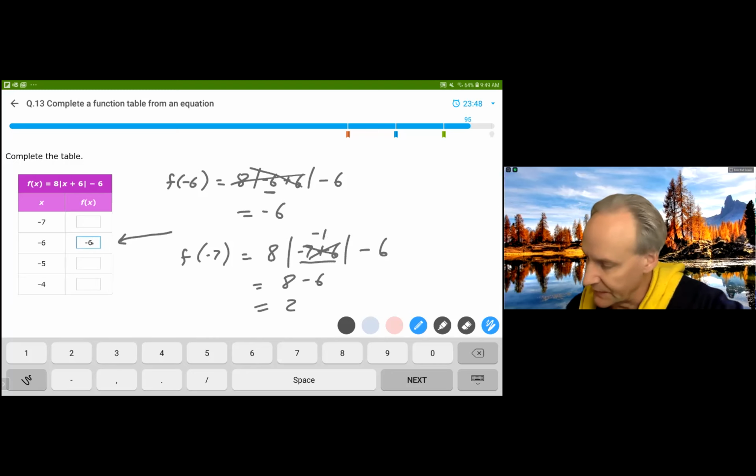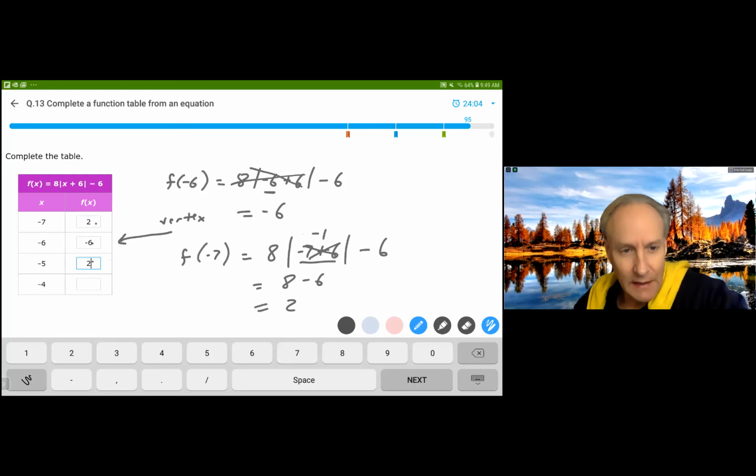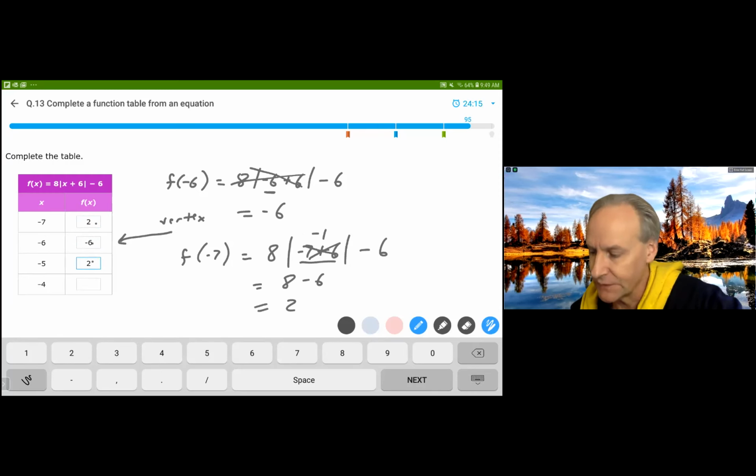Now, what I want you to pay attention to is that because I know this is my vertex, I know that this one down here, the negative 5, behaves just like my negative 7. So it's going to give me 2. And because this is semi-linear, my next jump is going to be based on that 8 right there, so it's going to be 8 more. If I had to guess right away, I'm going to guess 10.